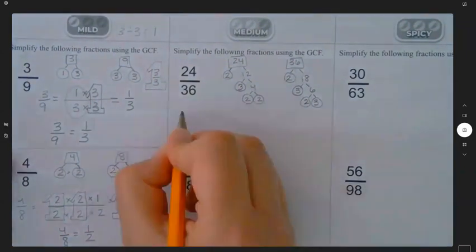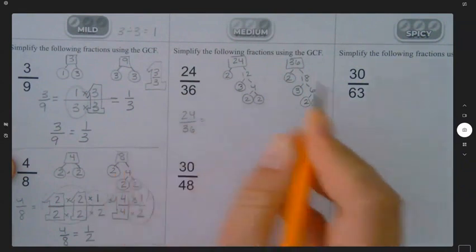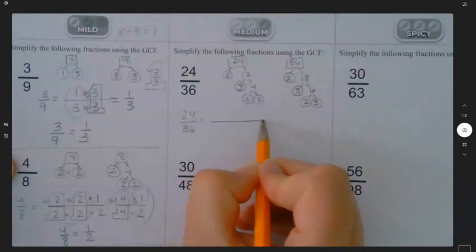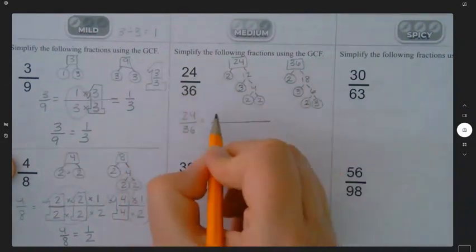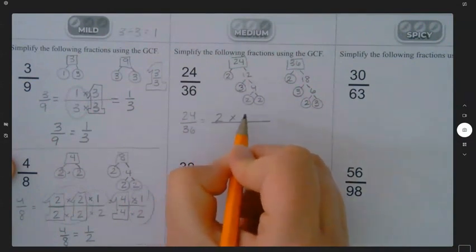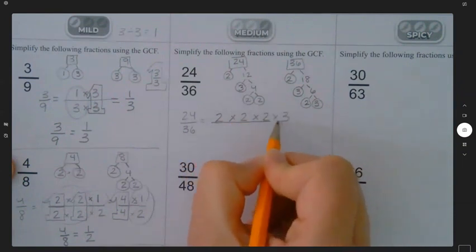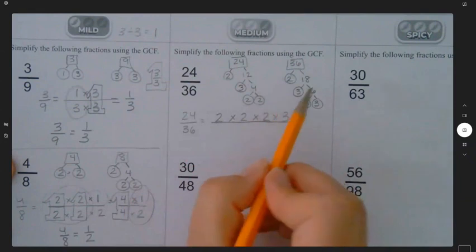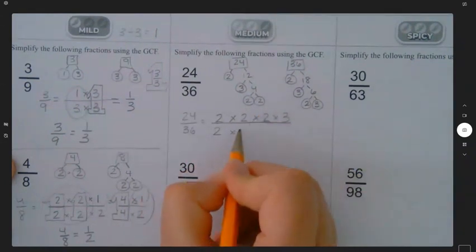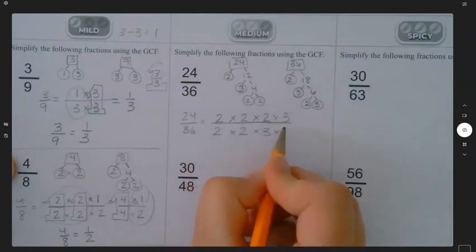The next step is writing my fraction as the multiplication sentence of all of my prime factors. So 24 is 2 times 2 times 2 times 3. And then 36 is 2 times 2 times 3 times 3.